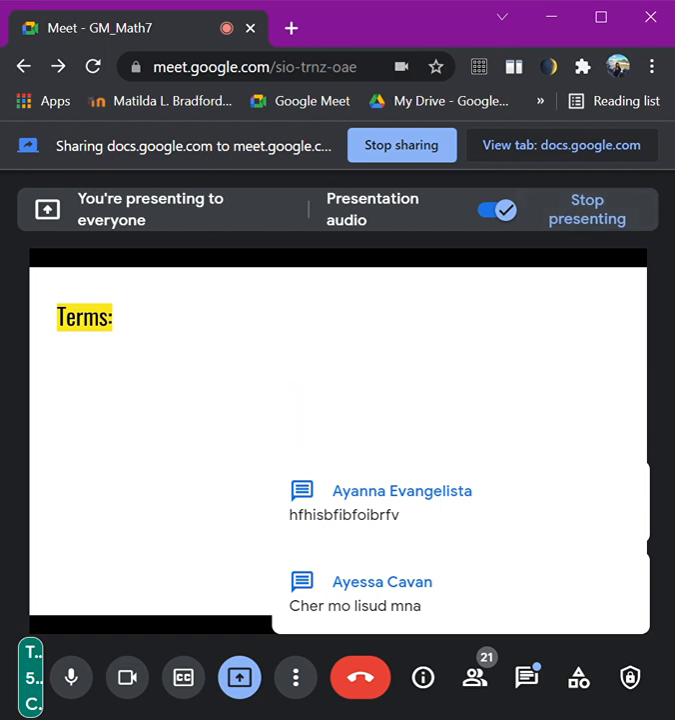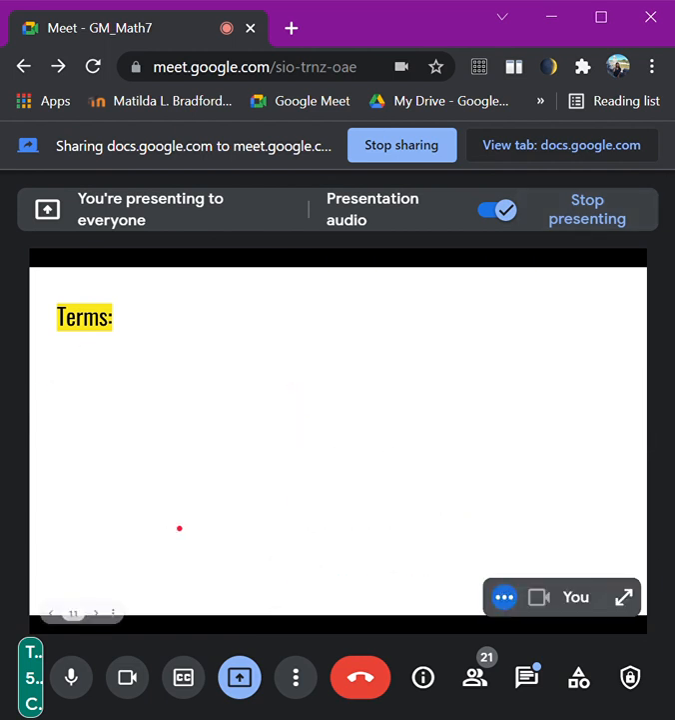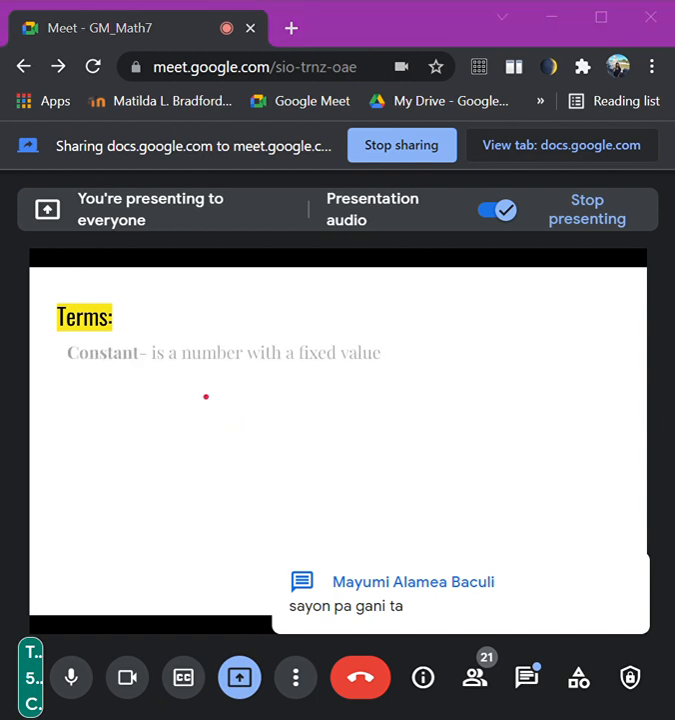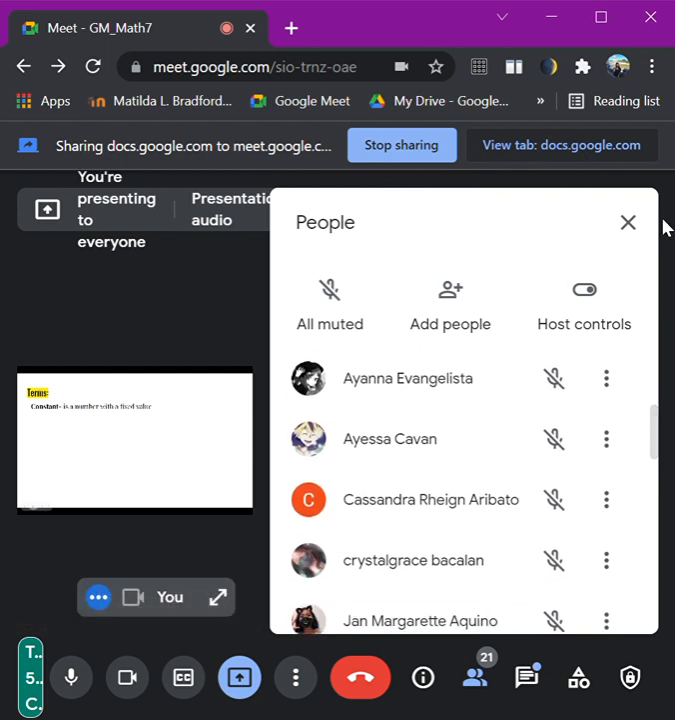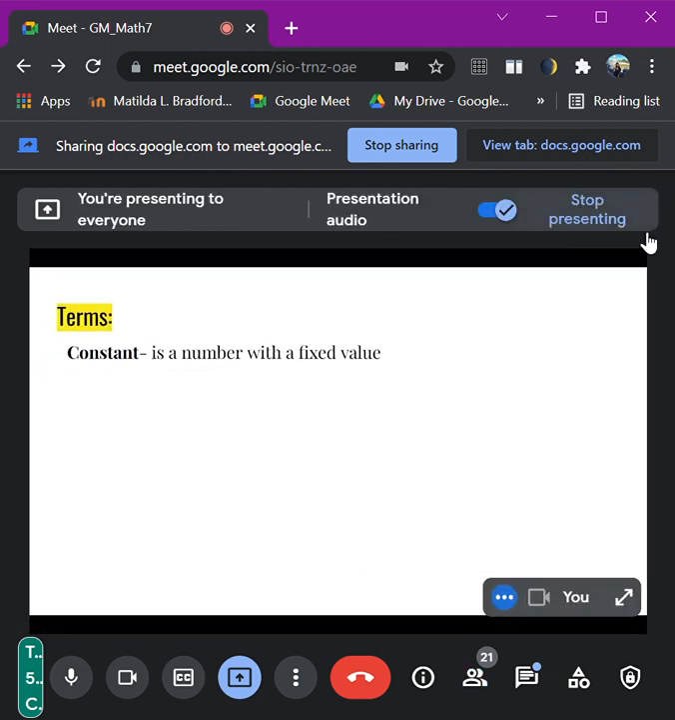So we have here these terms, and these terms will help you, and then you can say to yourself that it's not really difficult. Okay. So we have here constant. So what is a constant? Can you please read? What is a constant? Constant is a number with a fixed value. Okay, so constant is a number with fixed value.